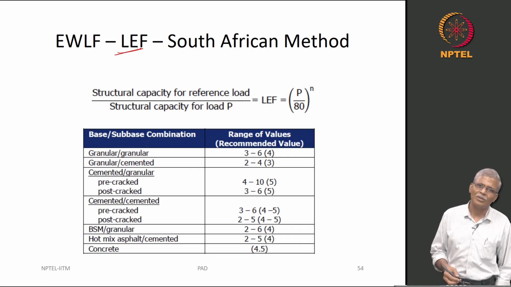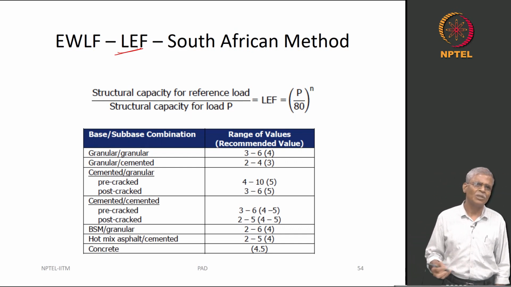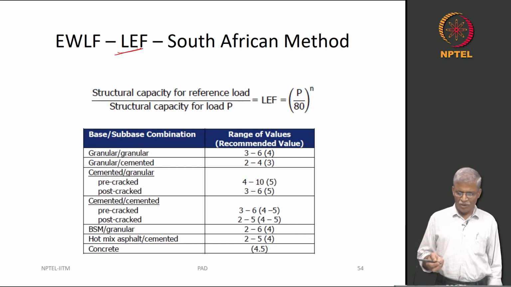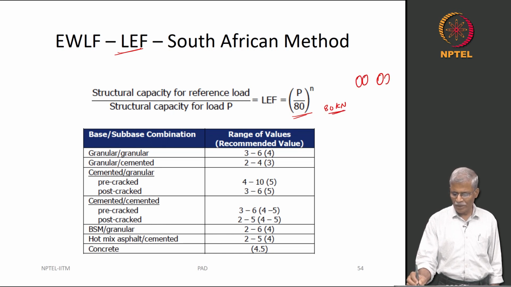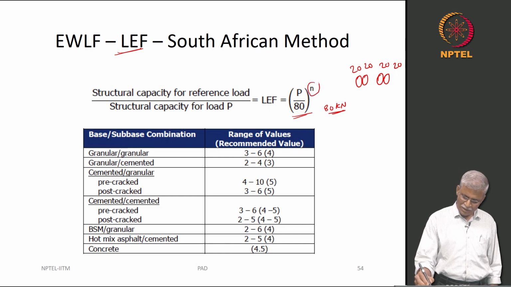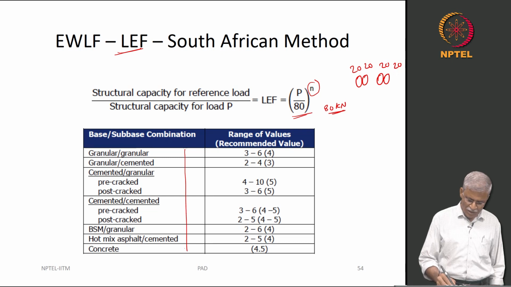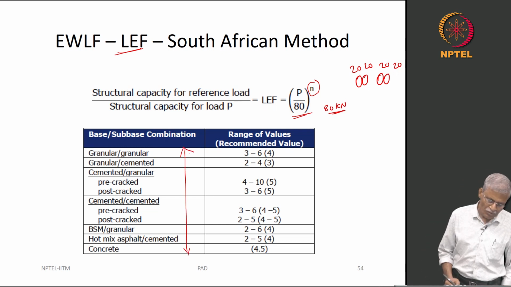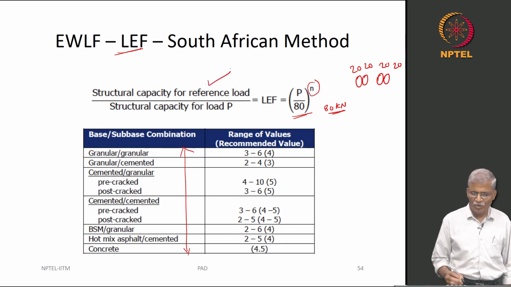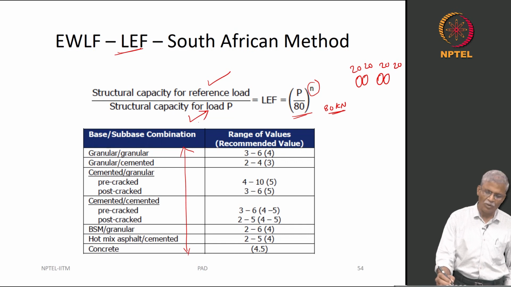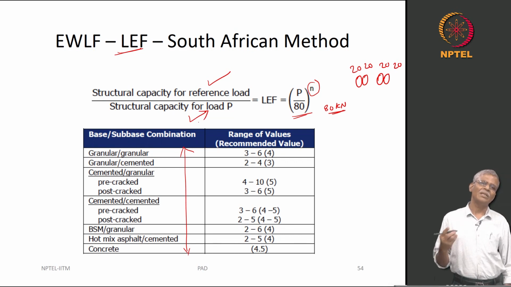Once we do this, the earlier method, the South African way, was using, like everyone else, what we even use, the so-called load equivalency factor, and of course this is based on the 80 kilonewton standard axle load. So, this is something that you are familiar with, but what is interesting is that this n is given differently for different base and sub base combinations. That means the structural capacity for the reference load and the structural capacity for the load. Now, this is defined in an interesting way.